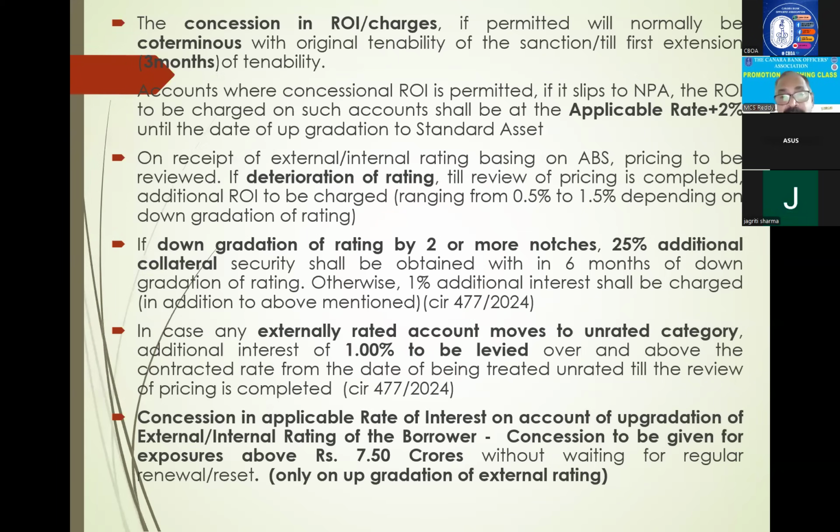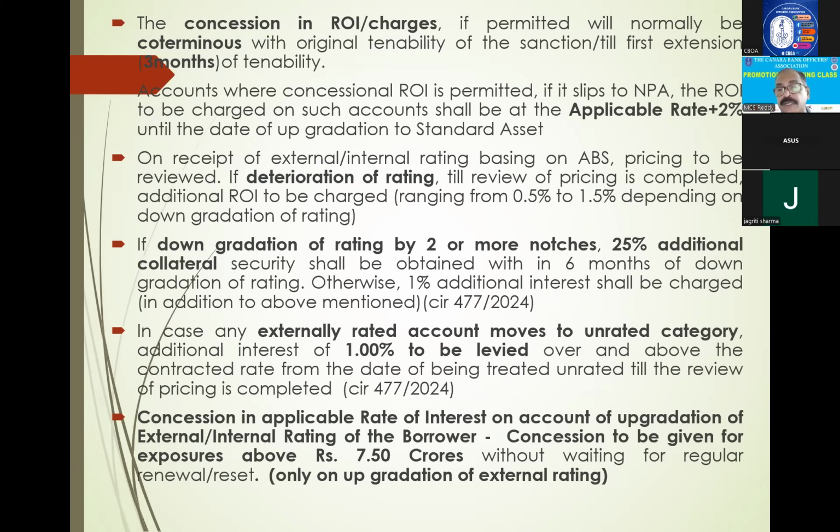In case any externally rated account moves to the unrated category, earlier rated externally but now the rating is not there. Already 15 months are over and the rating is not now eligible. We cannot take it after 15 months or after 18 months from the date of signing the balance sheet. So in such cases, we have to charge additional interest of 1% over and above the contracted rate from the date of being treated as unrated till review of pricing is completed. Whenever the account becomes unrated, rated 1, it is becoming unrated, till review is completed, you charge 1% additional rate of interest.